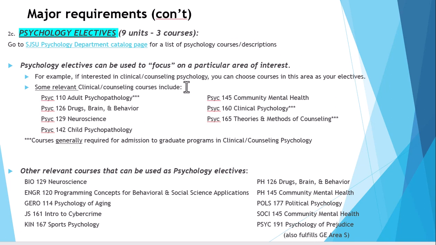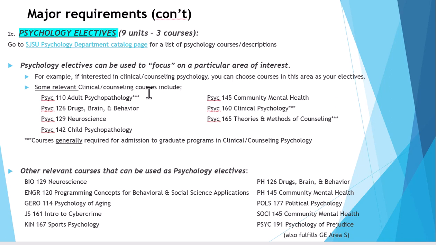So for instance, many of our psych majors are interested in the area of clinical or counseling psychology, right? Maybe their career goal is to become a therapist or a counselor, or they have a goal of applying to graduate programs in clinical or counseling psychology. If that is you, then one of the things that you might want to consider is to choose courses that are relevant to that particular area that you're interested in.